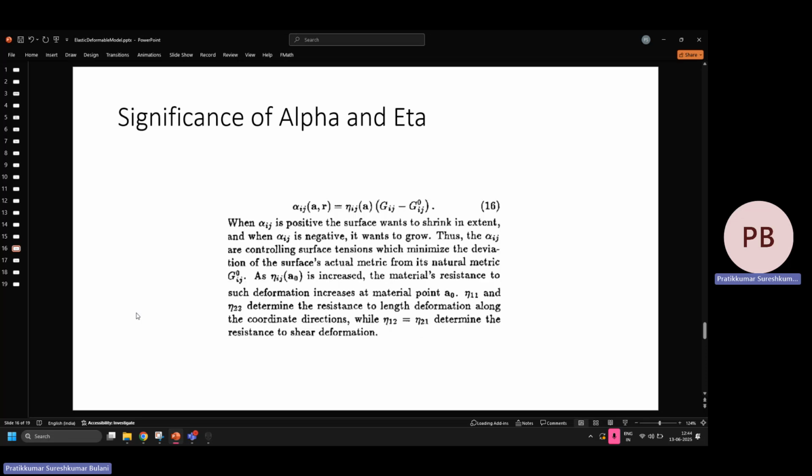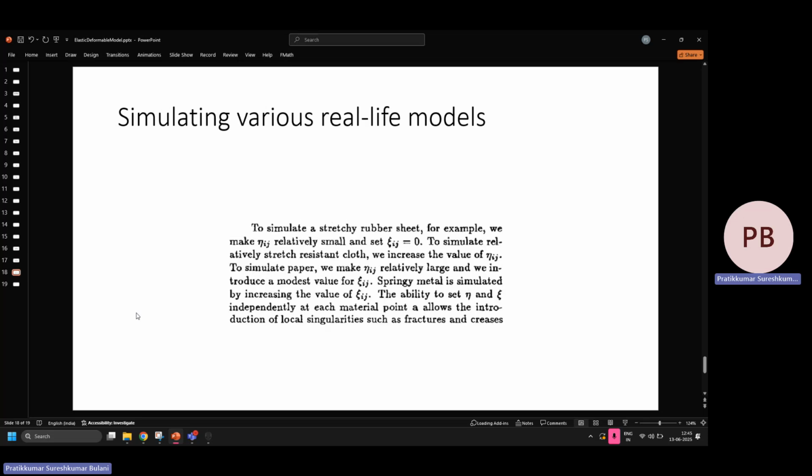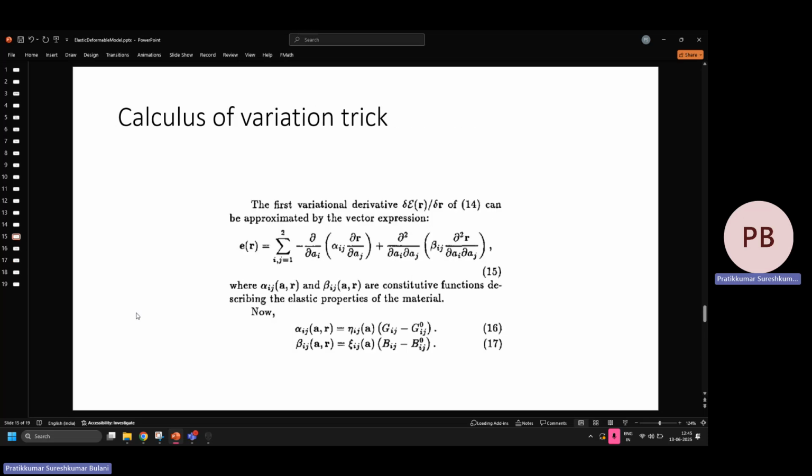Now let's talk about one final thing. What's the significance of this alpha and eta? And then let's talk about the significance of beta and chi, or psi, whatever you call it. And that's it.